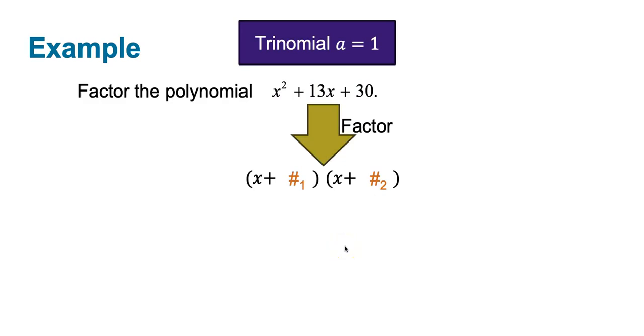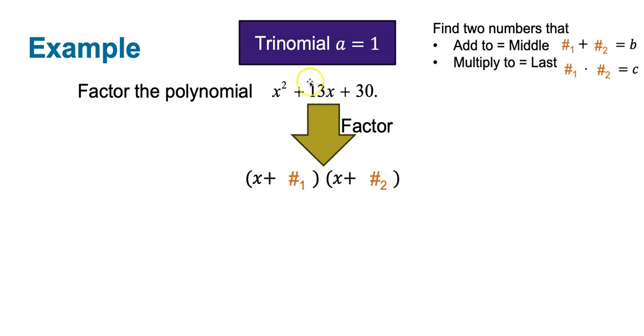Remember, our strategy, because a equals 1, is to draw two sets of binomials. The leading term for each set will be x, since our variable is x. And we simply need to find two numbers that add to equal the middle 13 and multiply to equal the last 30. The way we do this, because there's so many options that could add to 13, don't start with that. Instead, start with thinking of the factors of 30.